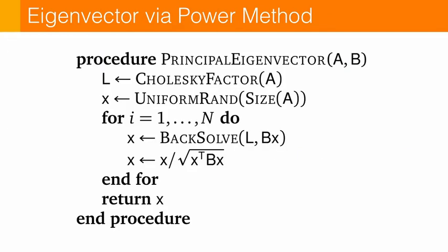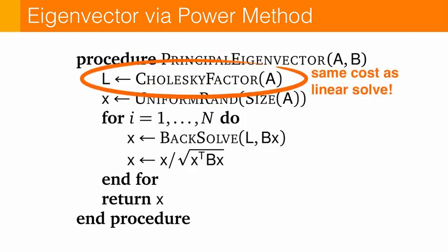And finally, we compute the principal eigenvector of this matrix using just a simple power method, where the main cost is doing a single matrix factorization. So overall, about the same cost as a standard linear solve.